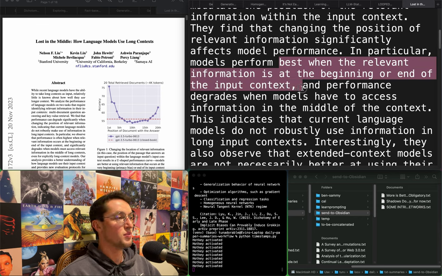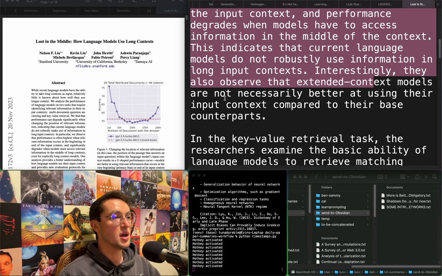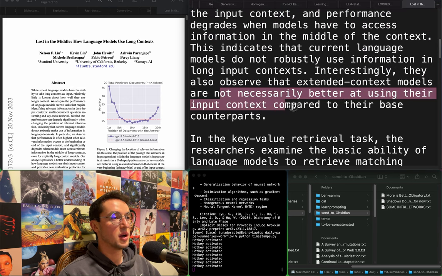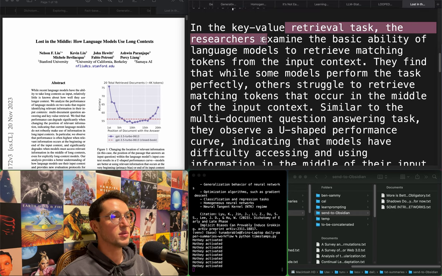So that was known, but I guess they're really operationalizing it here, or quantifying it. And performance degrades when models have to access information in the middle of the context. This indicates that current language models do not robustly use information in long input context. Interestingly, they also observe that extended context models are not necessarily better at using their input context compared to their base counterparts. In the key-value retrieval task, the researchers examined the basic ability of language models to retrieve matching tokens in the input context.